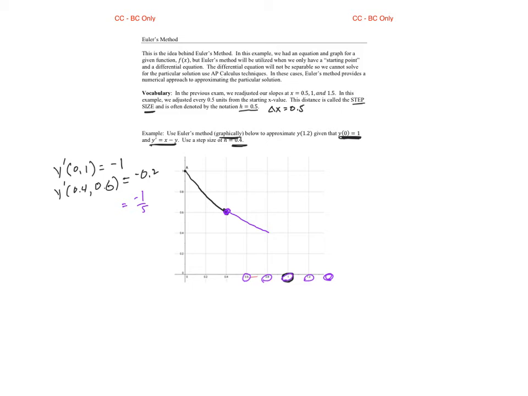Now, I don't know if that's good, because that's really down 1 over 2, and that's really not the same thing. So let's see if we can pick that up a little bit. Excuse me. All right, so now that gives me my next point. So I'm going to pick up from there.